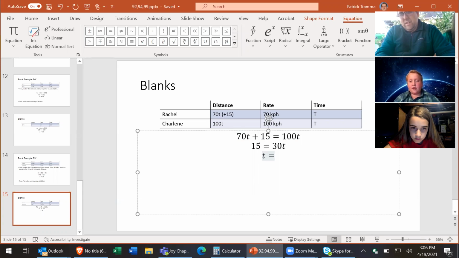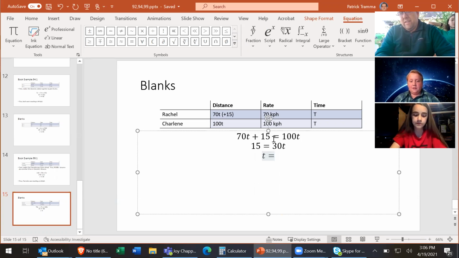Subtract 30 from both sides? No, you had it right by dividing, you just divided wrong. You divided 30 by 15. You divide 15 by 30, right, because 30 is being multiplied by t. So to get t by itself, you have to divide by 30. Equals what? 0.5? Right, a half.